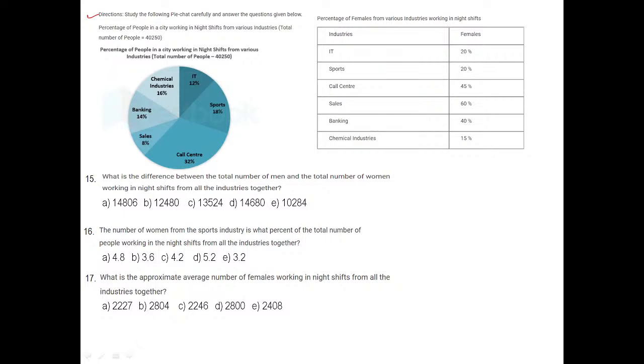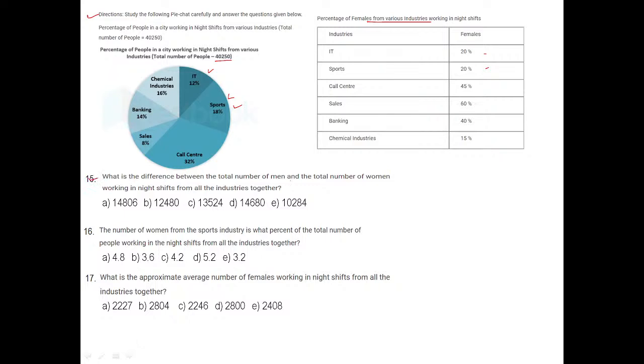Okay. See, here the total number of people is given. This is the respective department. The percentage of people is given, and the percentage of female from various industries. This percentage is given, right? This percentage depends on the overall percentage value in a particular department. Now see, question number 15 is here.